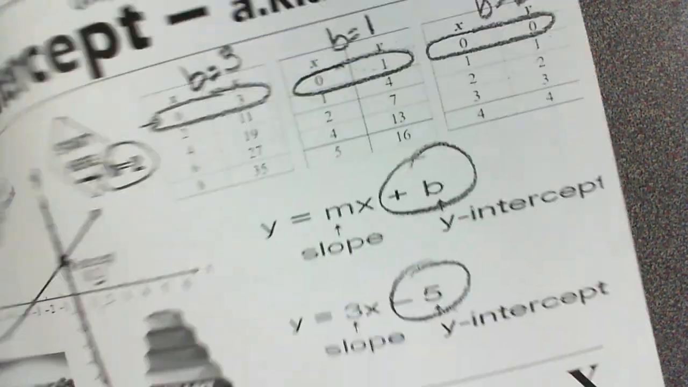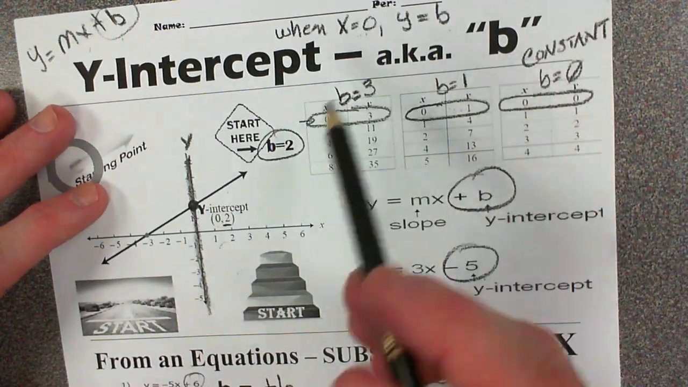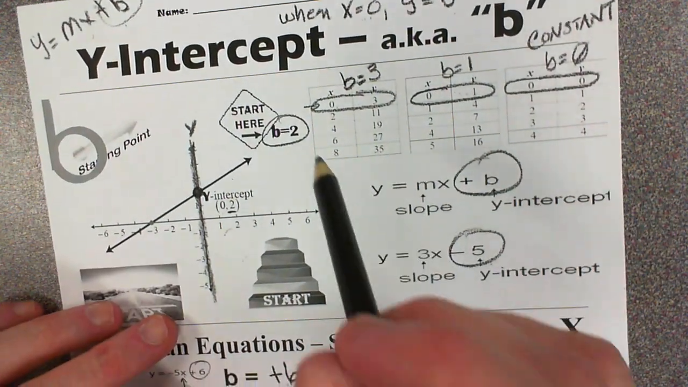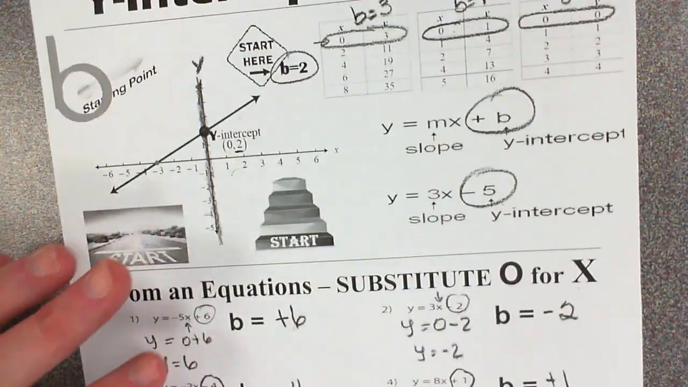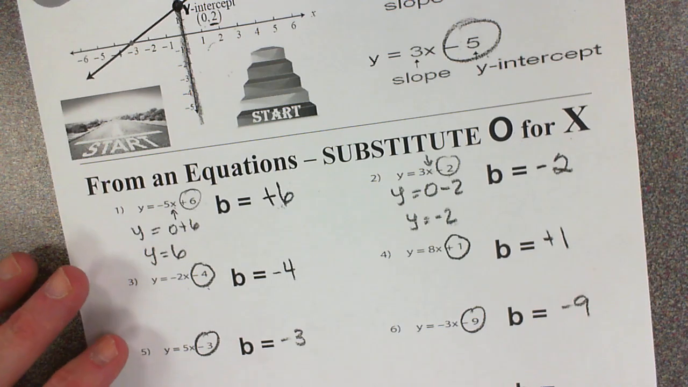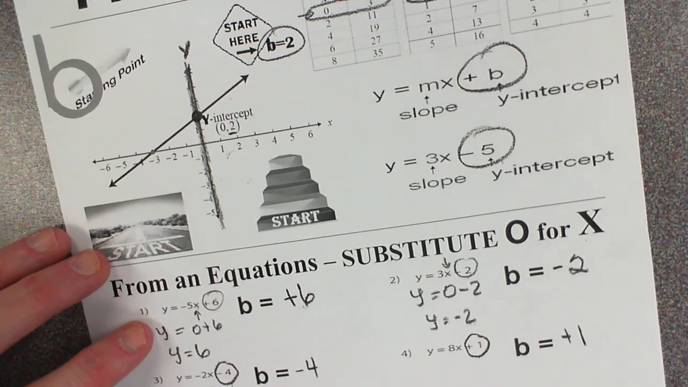Okay, so that pretty much sums up the y-intercept and how you find it. It's not really something that you calculate. It's something that you go into either a graph, a table, or the equation, and you find. I want you to go ahead and finish this out front and back before you start your quiz on the slope-intercept form. Good job.